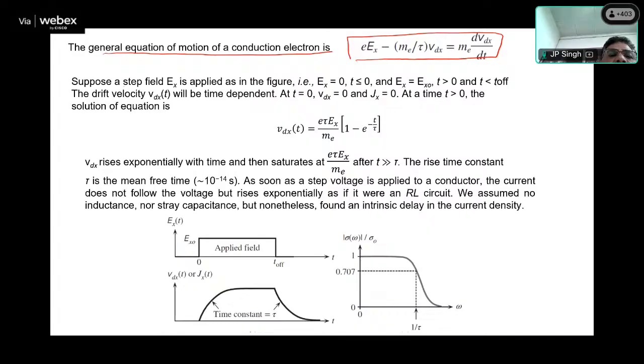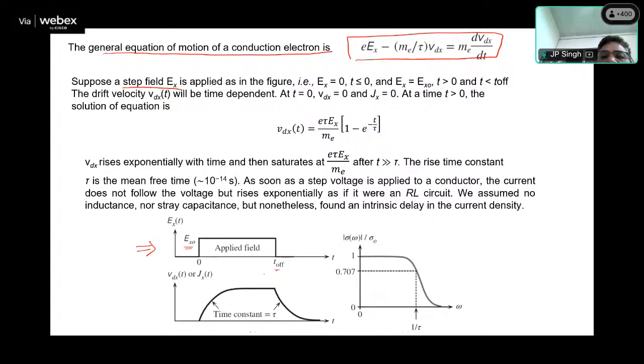Now suppose instead of a constant field, we apply a step field. You see this figure here, the electric field versus time graph. I have a step function. My electric field is 0 below some time t equal to 0, then it rises to some constant value E_x0, and it remains constant up to the time I turn off the electric field, T_off. After that, again, the electric field is 0.